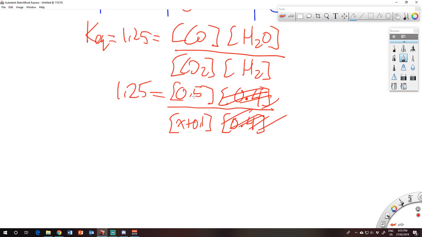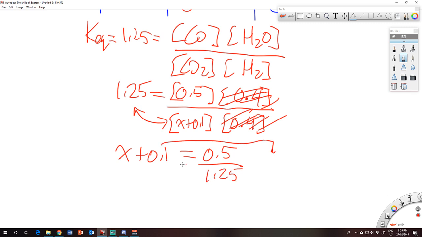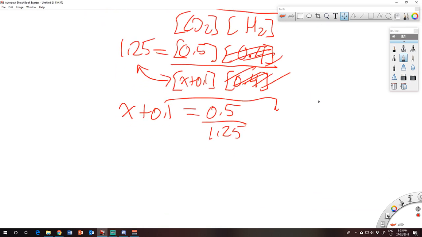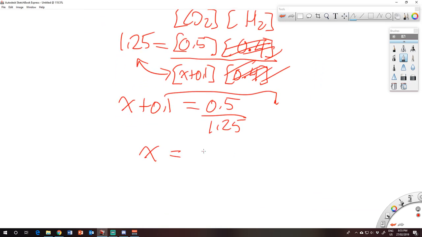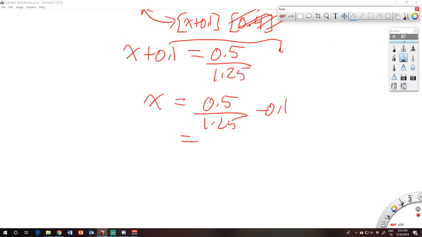After I move those two due to algebra, x plus 0.1 equals 0.5 divided by 1.25. Move that over, so we get x equals 0.5 over 1.25 minus 0.1. So x is going to equal, let's pull out my calculator. This feels like something I should be able to do without a calculator, but can't. So x is 0.3 molar.